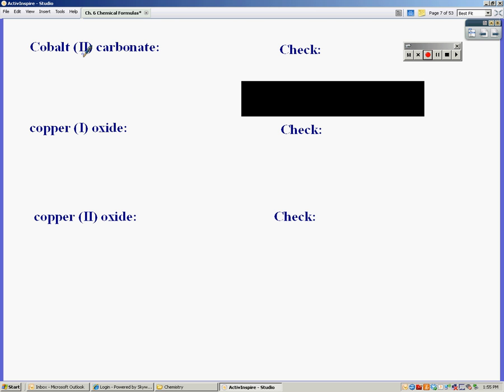Okay, now we have a name that we're going to write the formula from. This name also has a Roman numeral in there. The Roman numeral is what you need when you have an atom that can form more than one kind of ion, like cobalt. Cobalt can be a +2 charge or a +3 charge, and this tells me that it's +2 because that's a Roman numeral 2. So remember, Roman numerals tell you the charge of the metal.